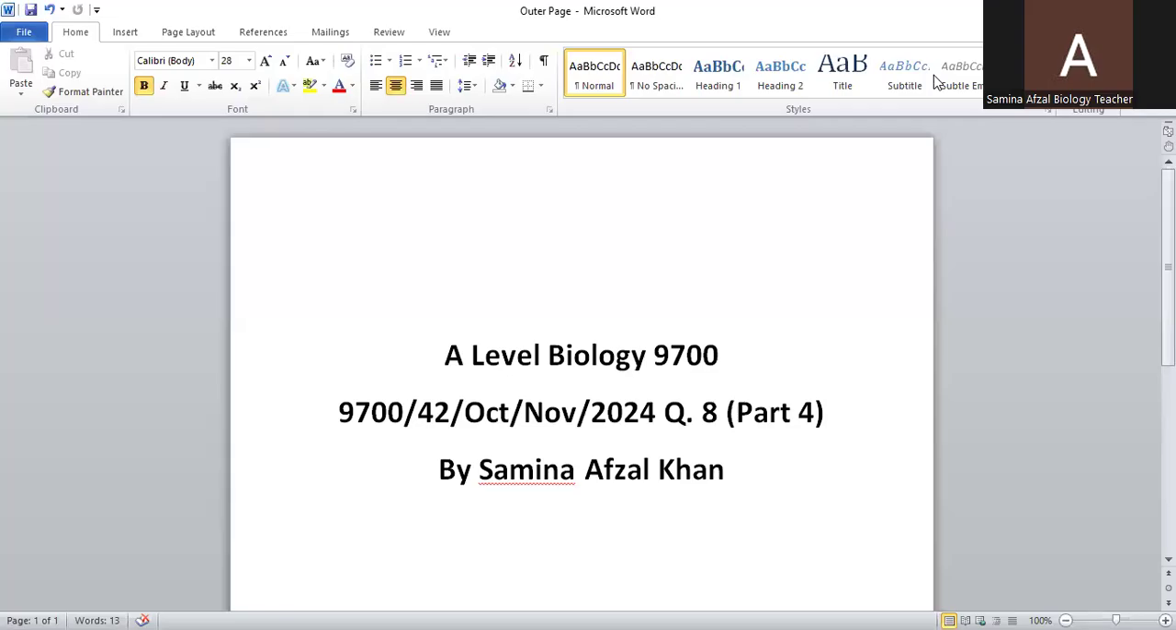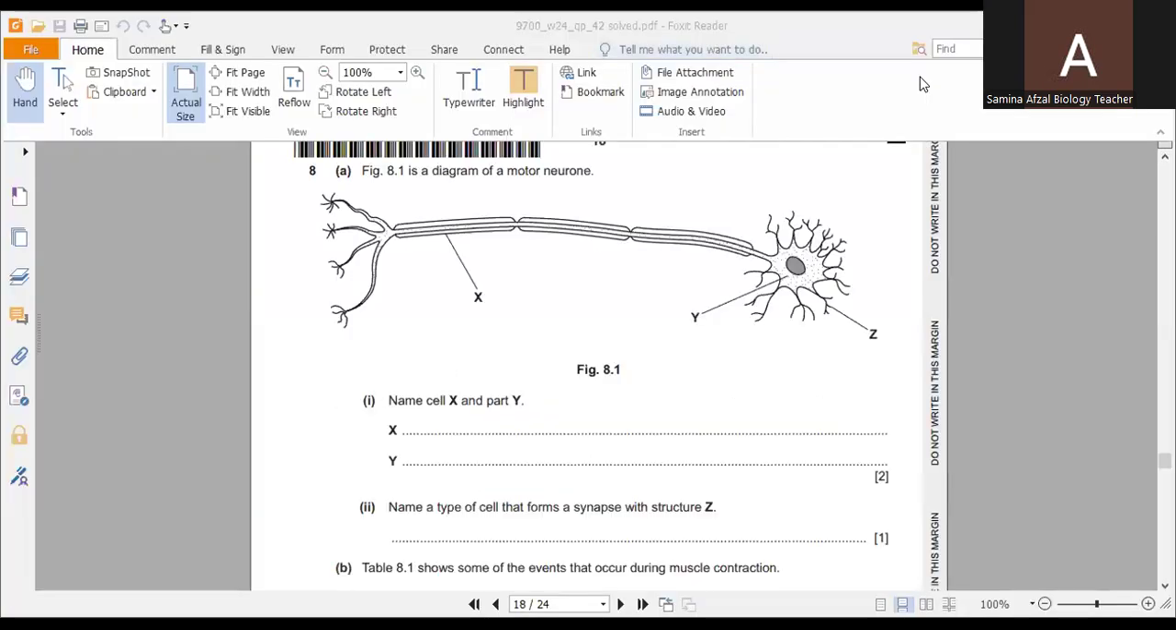A-Level Biology 9700, Paper 4, Variant 2, October/November 2024, question number 8. Figure 8.1 is a diagram of a motor neuron. The neuron is the functional unit of the nervous system.